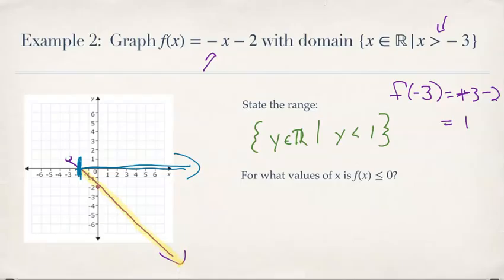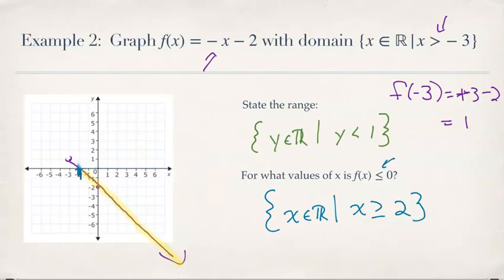So the way I say that is it's less than or equal to 0 for all x's in the real numbers, where x is greater than or equal to 2. Okay, because this is greater than or equal to 0. So at 2, I've made a mess of this graph. Let's see if I can clean this up a little bit. All right, at 2.